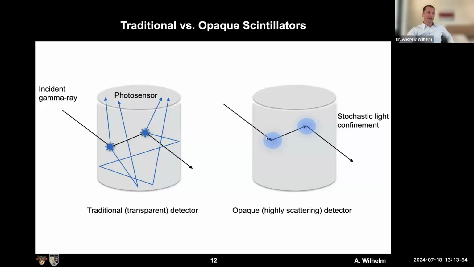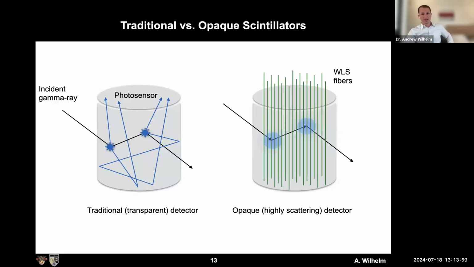So in order to get the light out, we have to introduce wavelength shifting fibers into the medium. I'll explain more about how wavelength shifting fibers work in a minute. But for the time being, you can just think of them as being a way for the light to escape this scattering medium in which it is created.